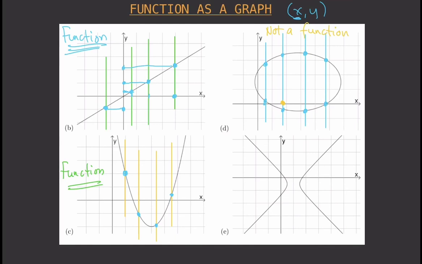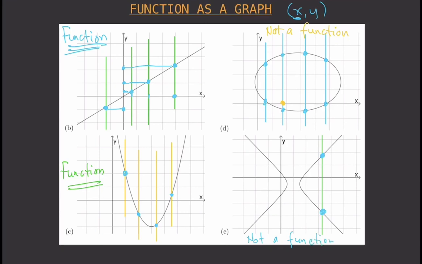Now, how about this one? Last example. So, gawa tayo ng vertical lines. So, ito. Now, as you can see, isang vertical line pa lang. But then, you can already see na dalawa ang points of intersection. Which means, that this is not a function. Okay, this is not a function.